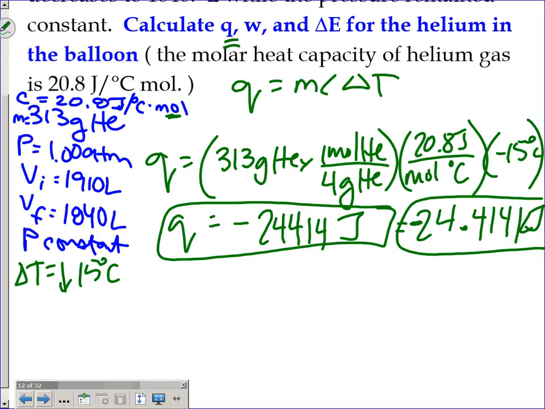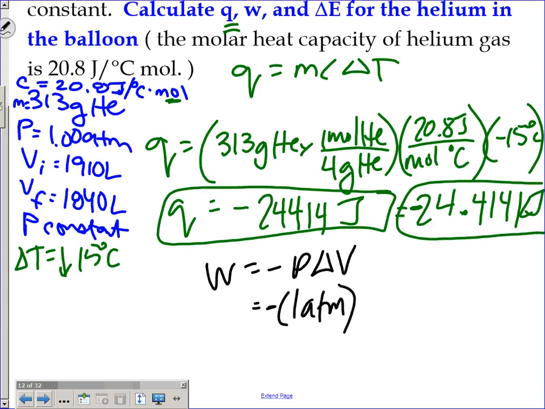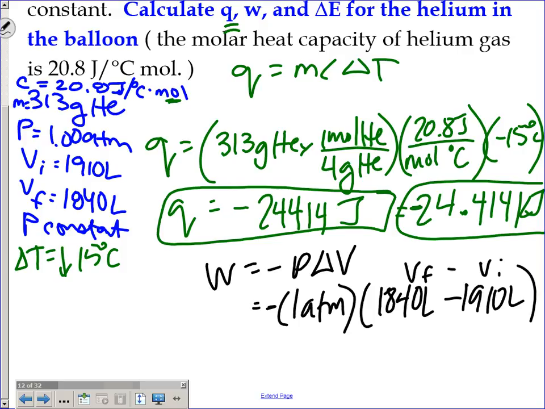We're going to wait on you to tell me. Find where work is equal to negative P delta V. What is my pressure? 1 atmosphere, and it says it stays constant, so that's negative 1 atmosphere. What's my delta V? Okay, so 1840 liters minus 1910 liters. So you're doing V final minus V initial.